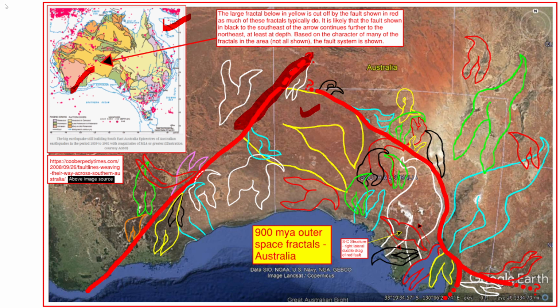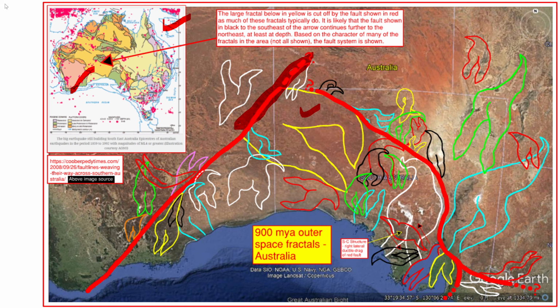I've said this before. These faults may only be mapped on the surface as shown in the insert to the left, but at least at depth, where they might still be ductile, they could be shown by the character of the fractals. So based on the character of many of the fractals in the area, not all shown, the fault system is shown. I use the word system to characterize this better. The ones on the surface are just expressed, and the system is below, which could include ductile faulting. In fact, a drag fold is kind of a ductile fault.